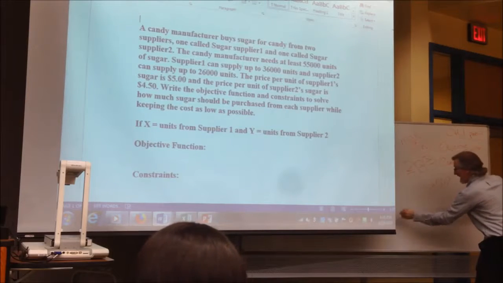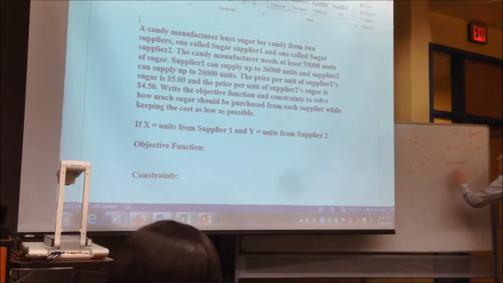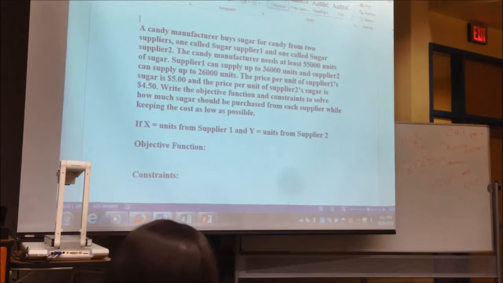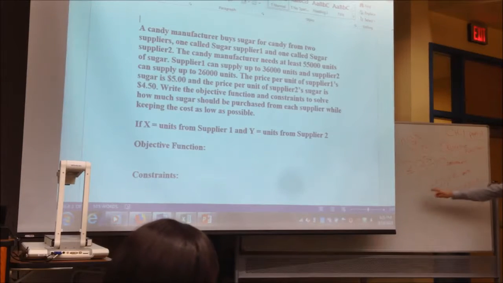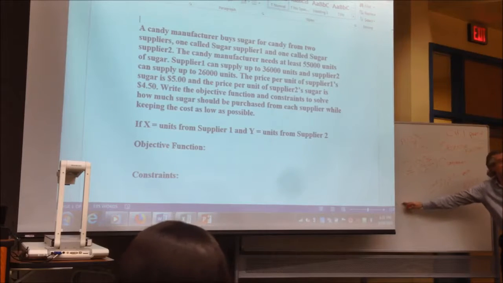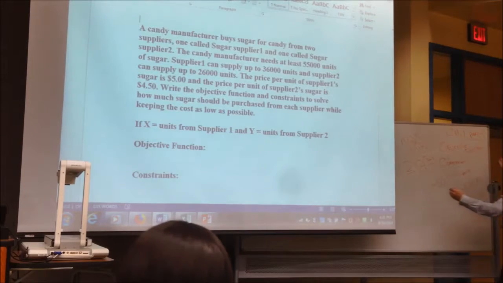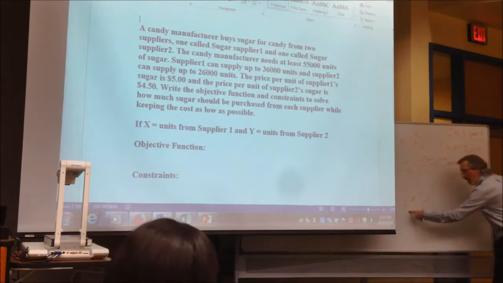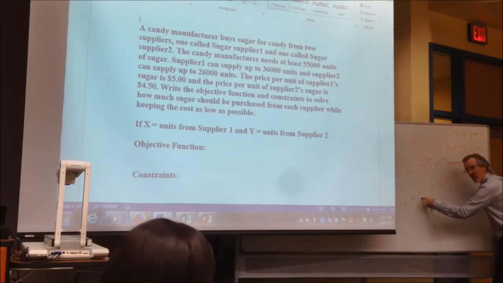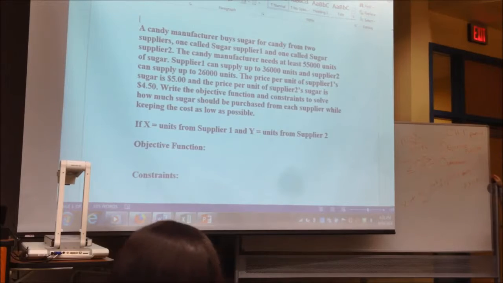Now, on the left side, I got to think, okay, this represents all the units we're buying. We're buying from 2 suppliers. So the left side's got to be all we're buying from those 2 suppliers, which in this case happens to be X plus Y. All we're buying from X, all we're buying from Y, added together, better be greater than or equal to 55,000. That's what that says. That's how you turn a sentence into an equation. That's the constraint right there.